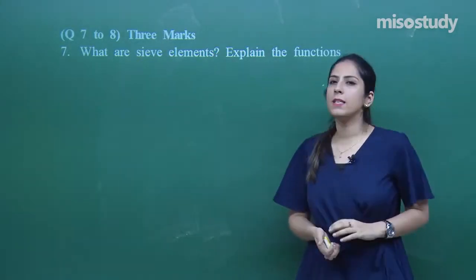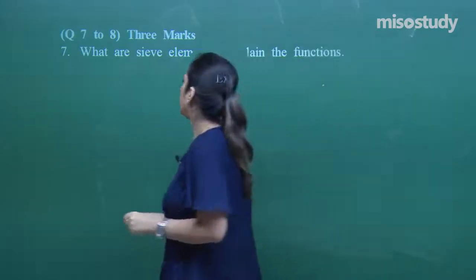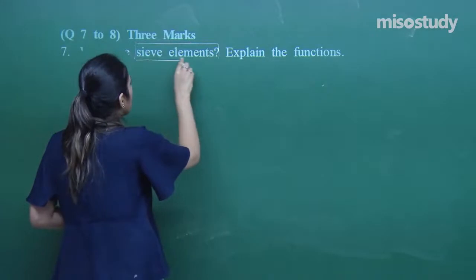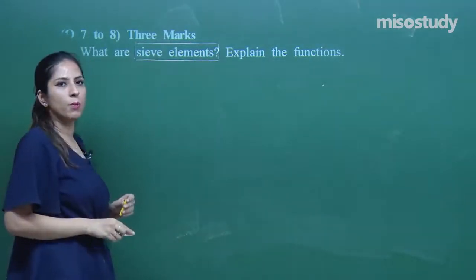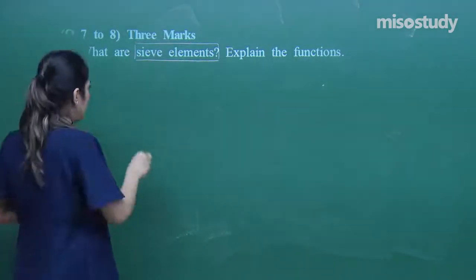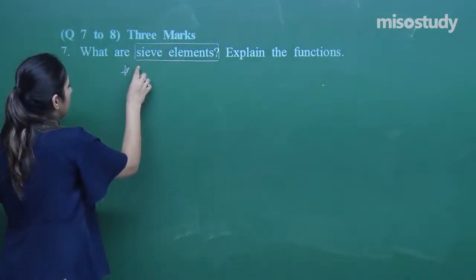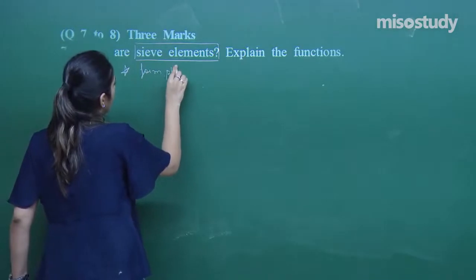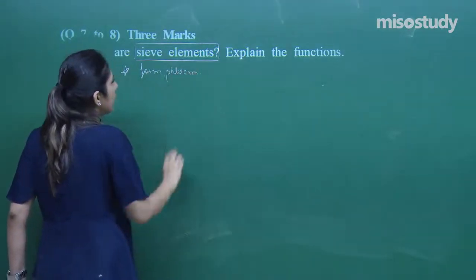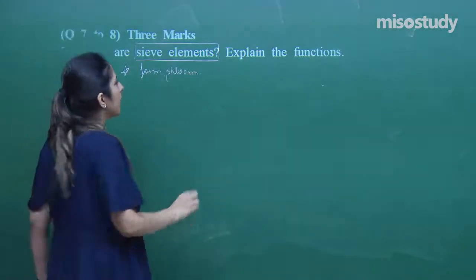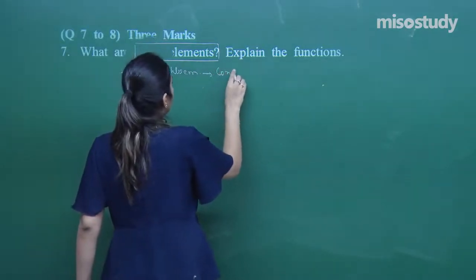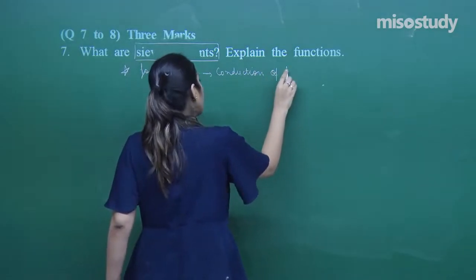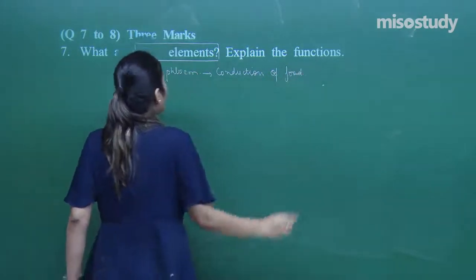Now, what are sieve elements? Tell me one thing, where are these sieve elements present? Is it a type of phloem or a type of xylem? It is a type of phloem. If it is phloem, definitely what is its function? That is the conduction of food. Hope you are getting what I am trying to say.